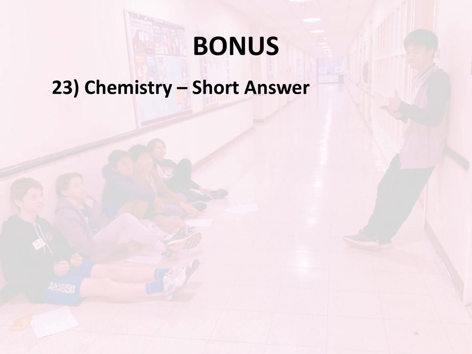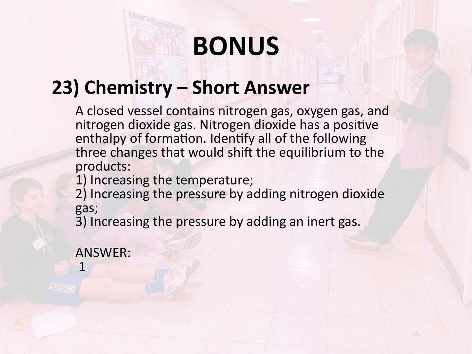Bonus, 23. Chemistry, short answer. A closed vessel contains nitrogen gas, oxygen gas, and nitrogen dioxide gas. Nitrogen dioxide has a positive enthalpy of formation. Identify all of the following three changes that would shift the equilibrium to the products. 1. Increasing the temperature. 2. Increasing the pressure by adding nitrogen dioxide gas. 3. Increasing the pressure by adding an inert gas. Answer 1.